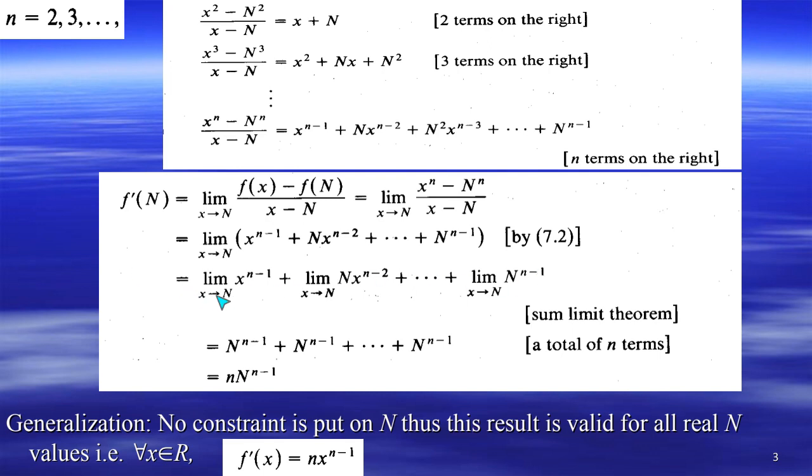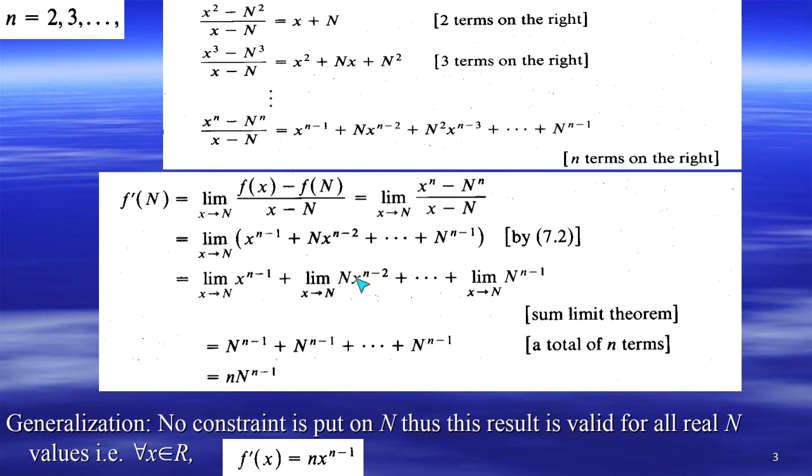But note, what is the limit of x to the power n minus 1 when x goes to N? It is N to the power n minus 1. And what is the limit of N times x to the power n minus 2 when x goes to N? When we replace N here, we obtain N to the power n minus 2 times N to the power 1.